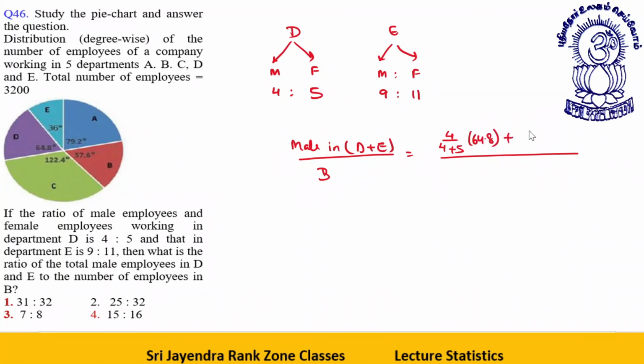Plus let's talk about E. The males in E are 9 by 9 plus 11, that is 9 by 20 of E. E has 36. Divided by the number of employees in B, which are 57.6. You have to find this ratio. This is 4 by 9 into 64.8 plus 9 by 20 into 36, whole of this divided by 57.6.